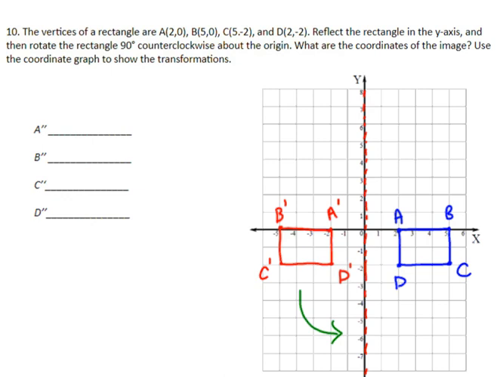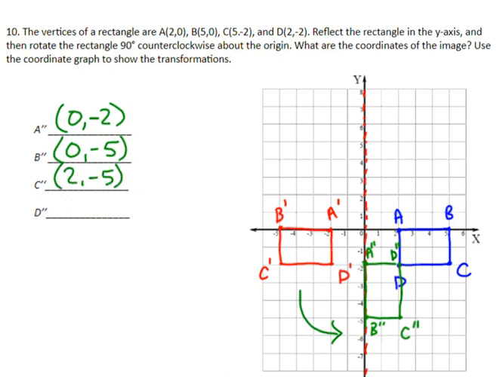And the new shape will end up with A double prime right there, B double prime right there, C double prime there, and D double prime right there. So we'll sketch that in, and then we can go ahead and list off your ordered pairs: (0, -2), (0, -5), (2, -5), and (2, -2).